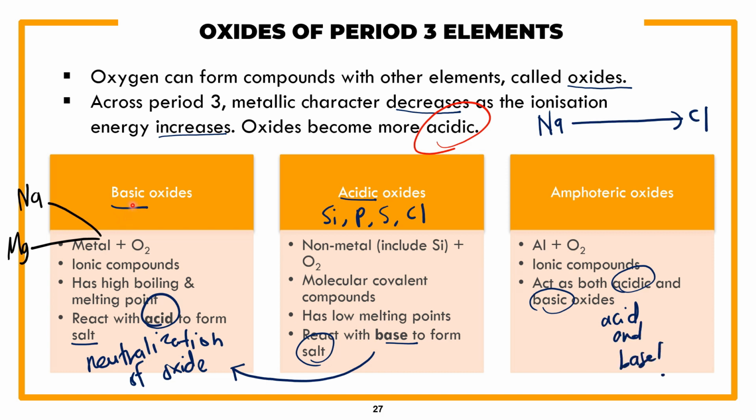Meanwhile, basic oxides can react with acidic solution only. Okay, they cannot react with basic solution. Acidic oxides can react with base, but cannot react with acid because they are already acidic. And for amphoteric oxides, since they have two behaviors, acidic and basic, they can react with acid and base.